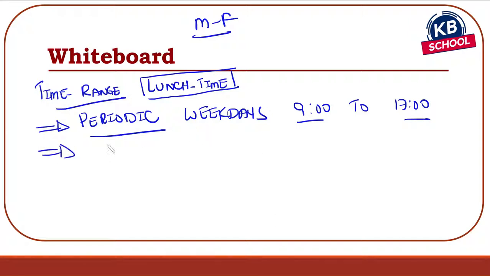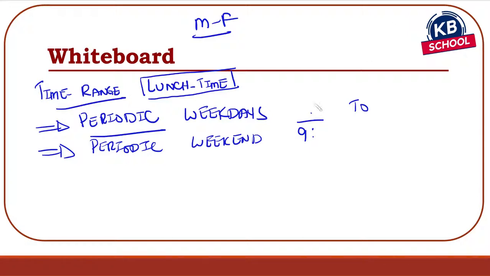You can also do the same time range with periodic weekend. Weekend means Saturday, Sunday, and on Saturday, Sunday, actually, lunchtime would not be that. Lunchtime would be 12 to 13, 12 to 1, and maybe on the weekend, lunchtime starts at 11:30 to 12:30, just as an example on the weekend.